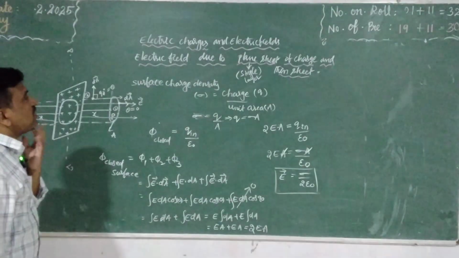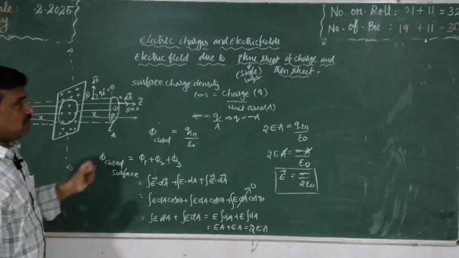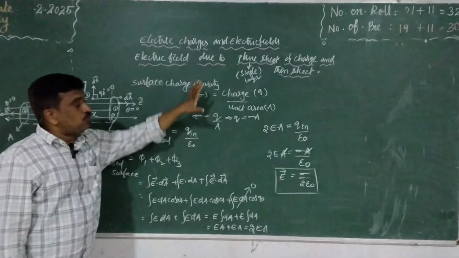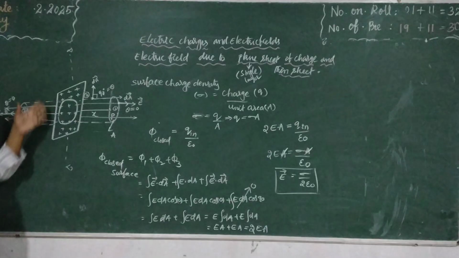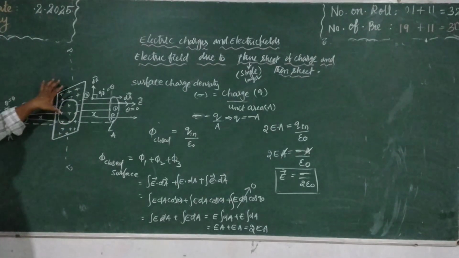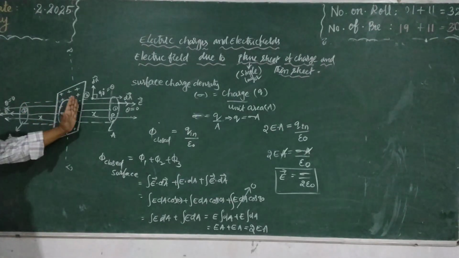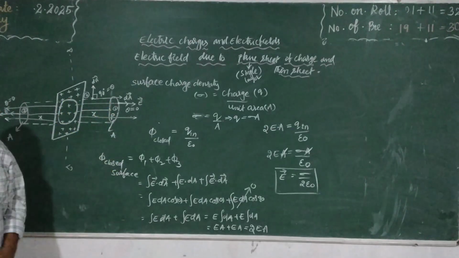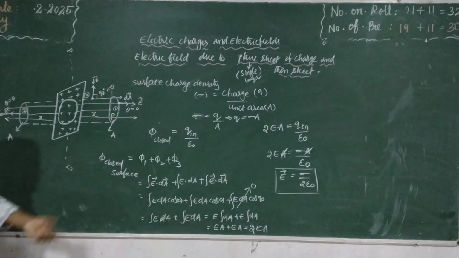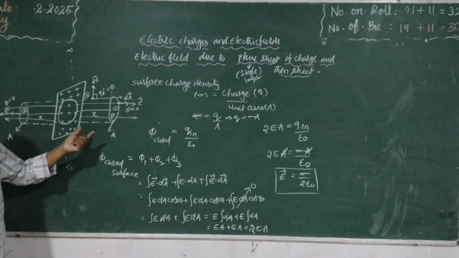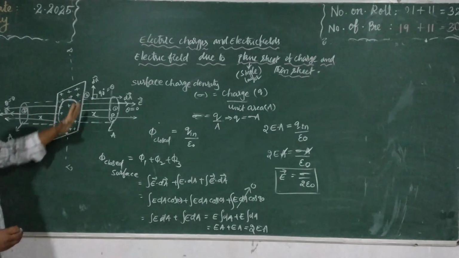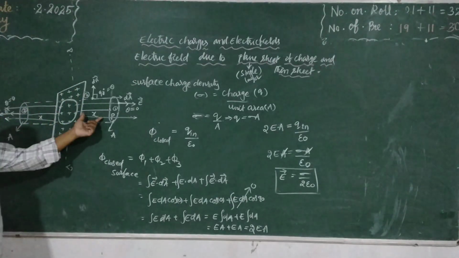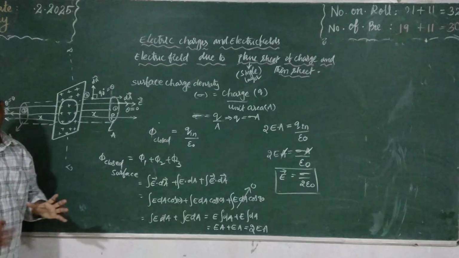Once again, the electric field due to a plane sheet. What can we first discuss? Surface charge density, charge per unit area. This is the plane sheet, in which charge is distributed uniformly. At a point P at distance x from the sheet, we find the electric field. This x is very small compared with the dimensions of the plane sheet. So we can find the electric field at point P.